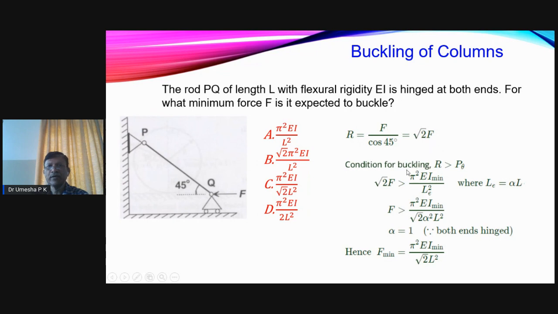That is what we're calculating. Considering the buckling, R is equal to P, P critical. So all the things you substitute, equal to pi square E I minimum by L_e square, where L_e is equal to the effective length. All the things you do here, alpha is equal to 1. And hence that value C is the correct one. So we'll take another example.